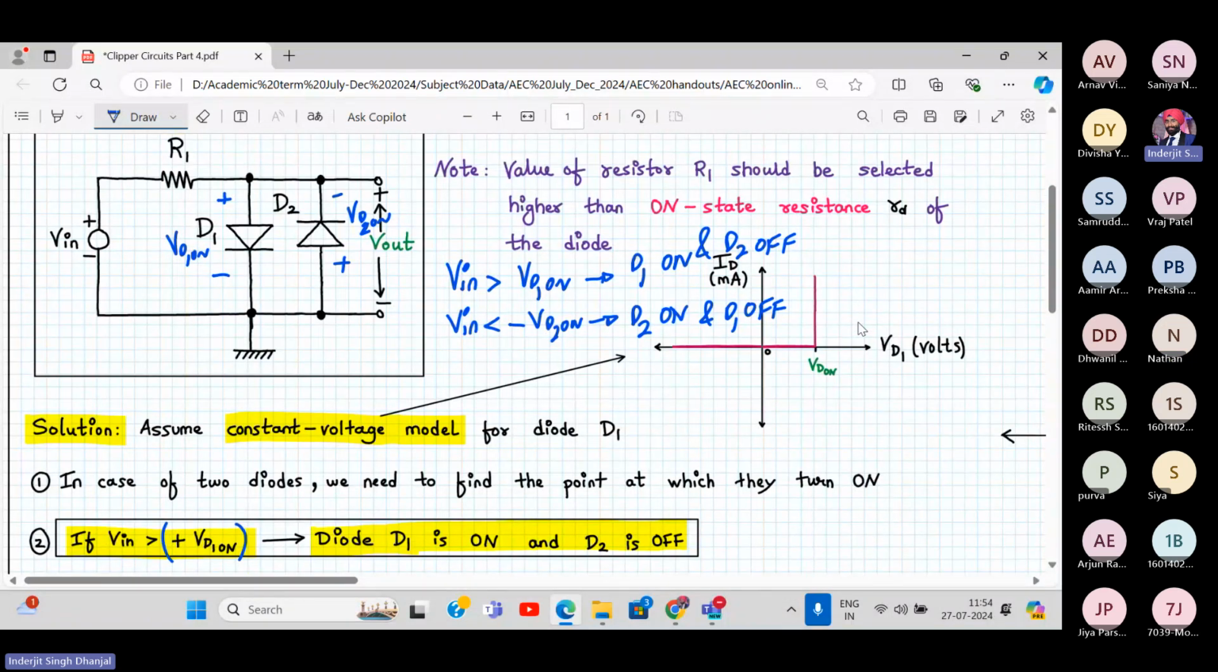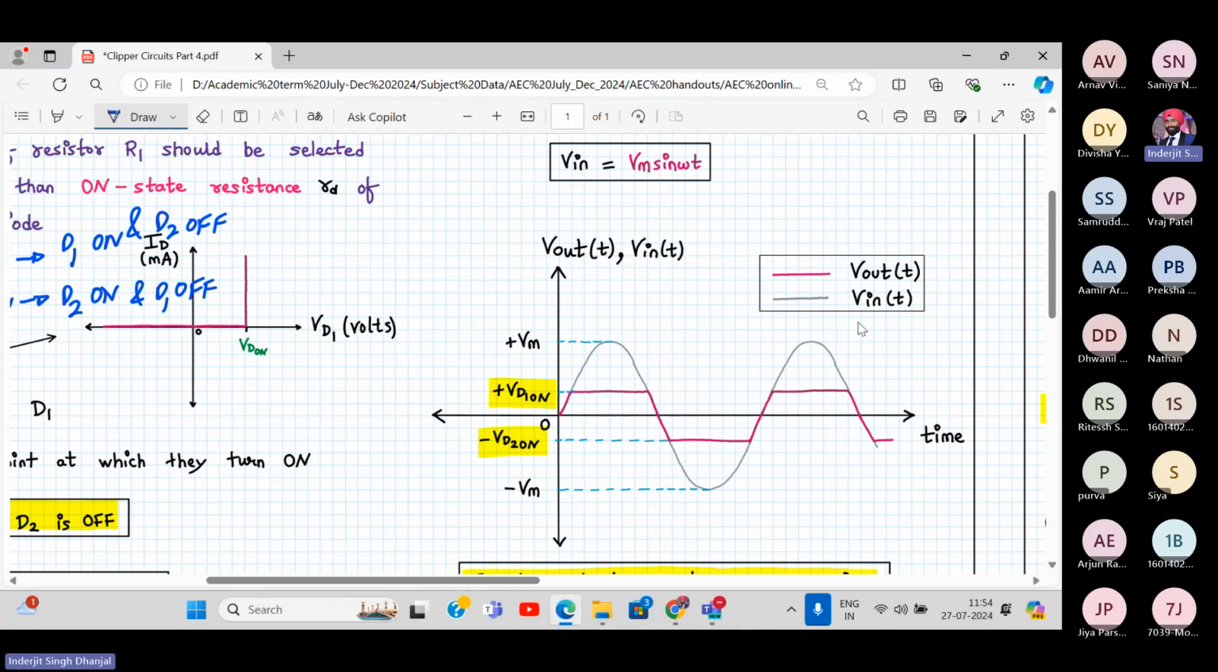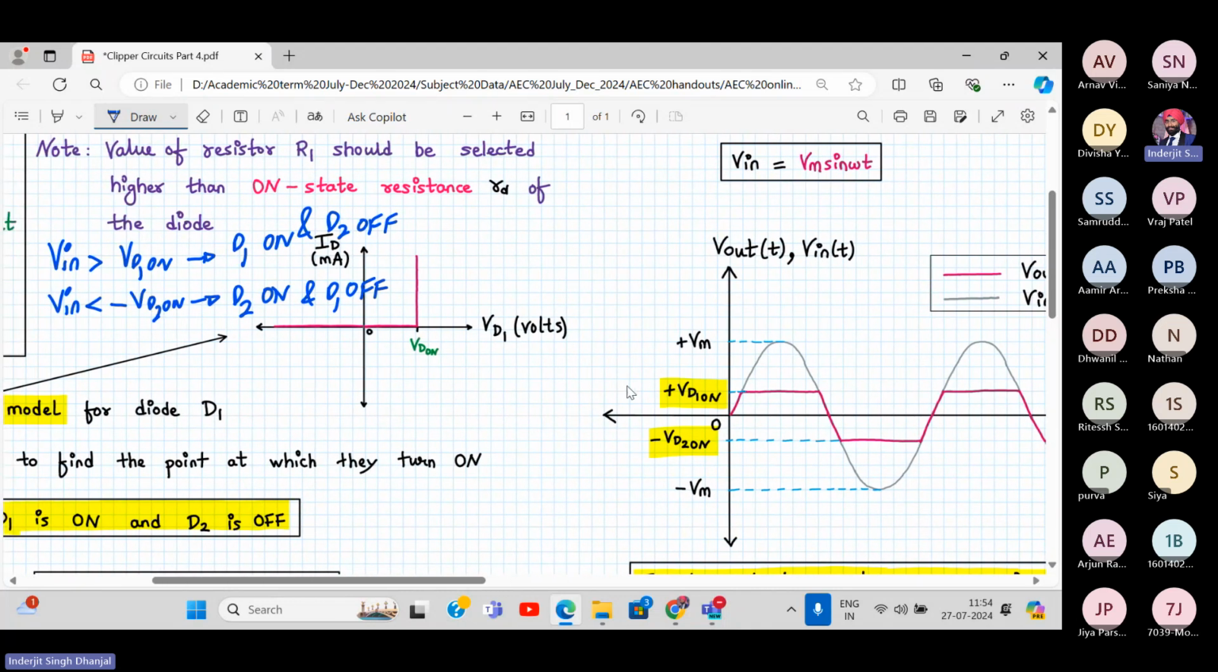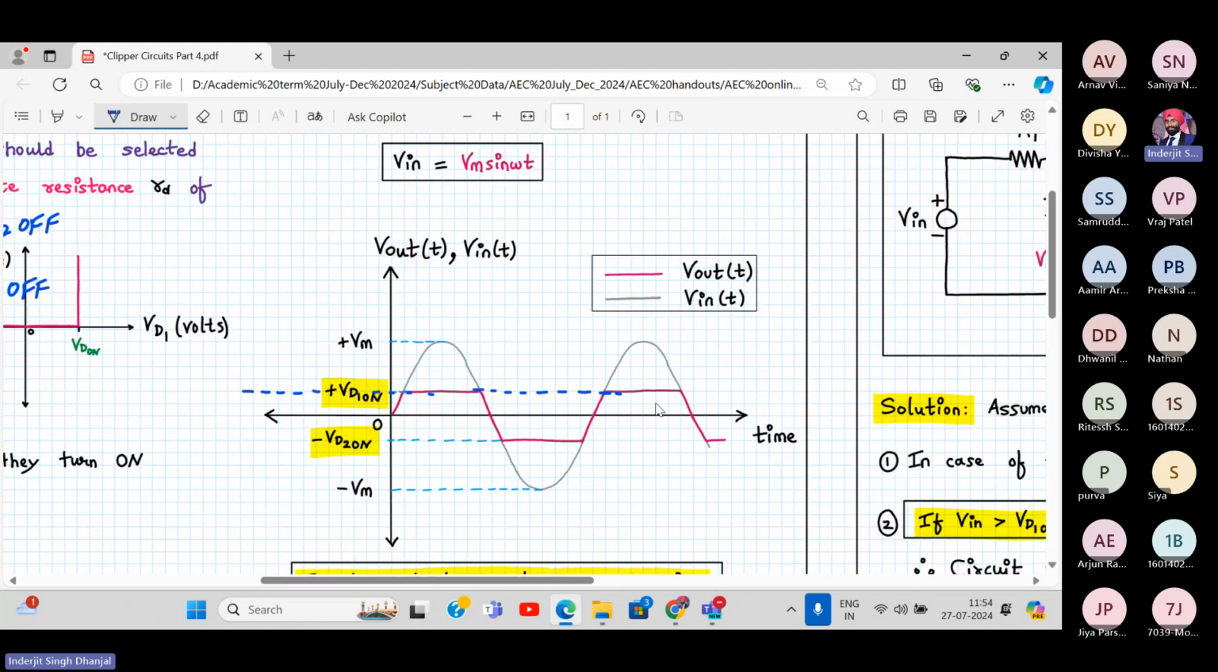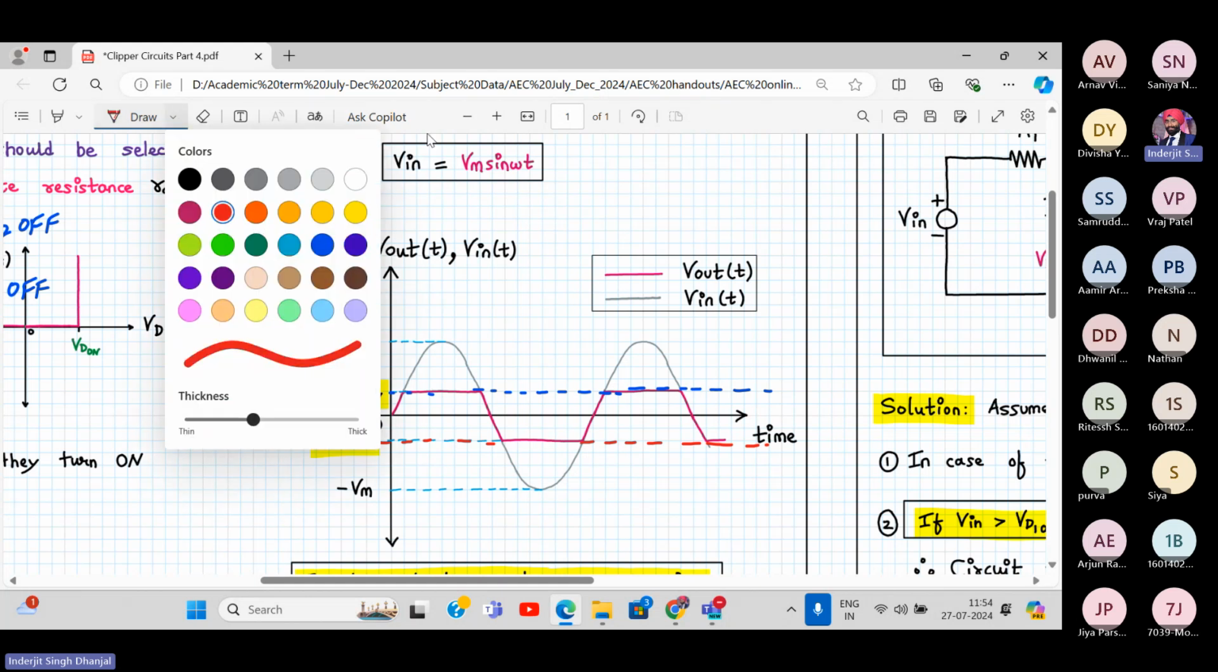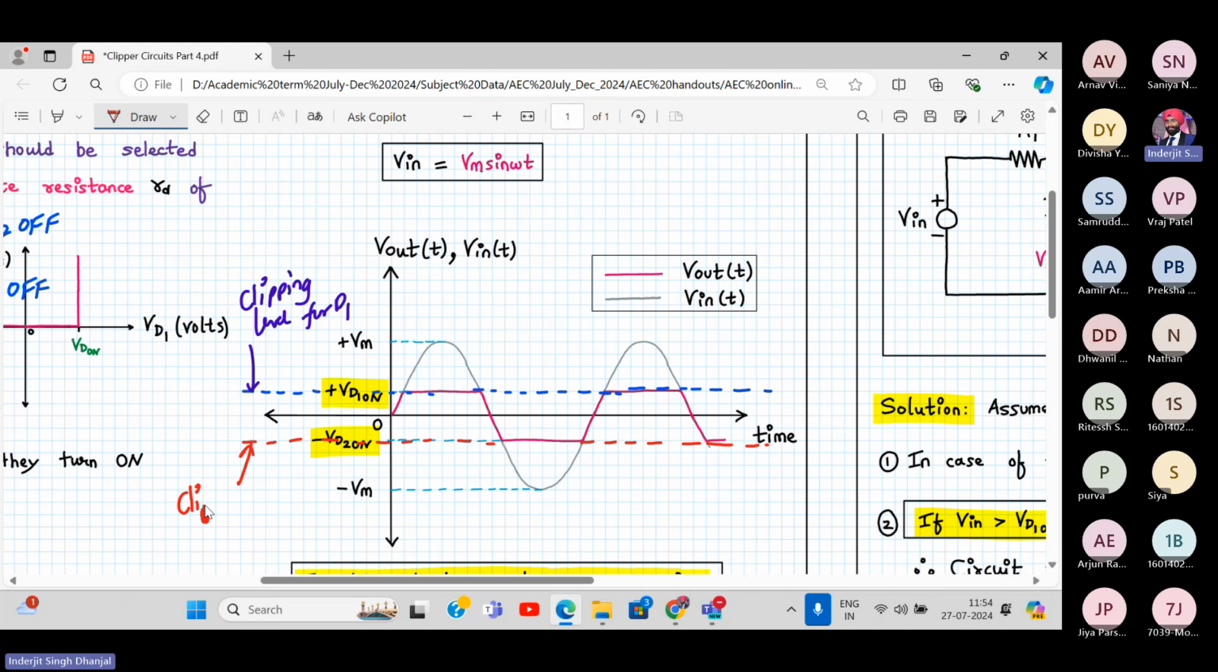But what happens? Let me take you over here. There are two clipping levels over here. Let me draw it. I'll show you the output and then I'll explain how this has come. So these are my two levels. Just hold on a bit. And this is my second level, the red level. So I have two clipping levels in this case. This is clipping level number 1 for diode D1, and the red color indicates the clipping level for diode D2.